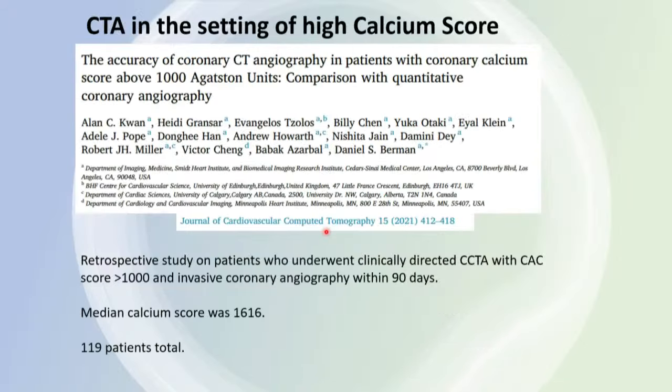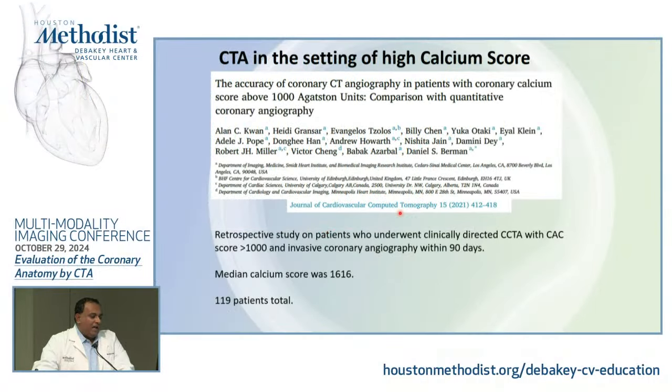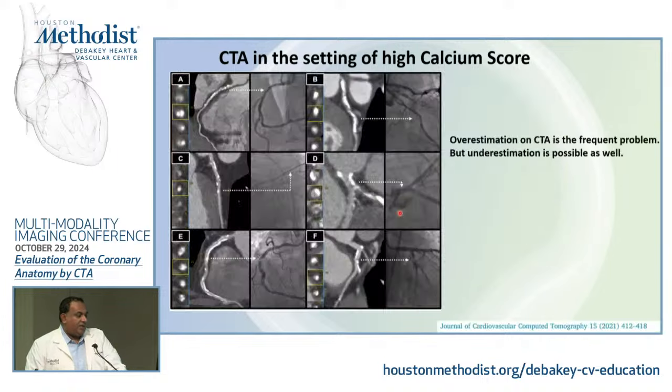All right, CT in the setting of high calcium score, we deal with that every day, especially the CT fellows here know all about this. This is a nice study from Cedars-Sinai that looked at patients who had a calcium score of more than 1,000 and had a coronary CT done as well as an invasive cardiac cath within 90 days of each other. Median calcium score was very high in this study, 1,616. So they looked at a total of 119 patients.